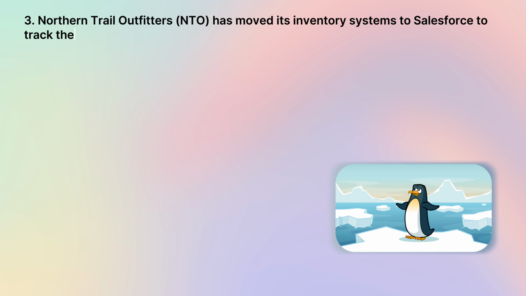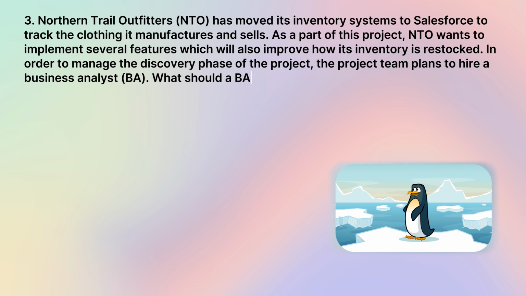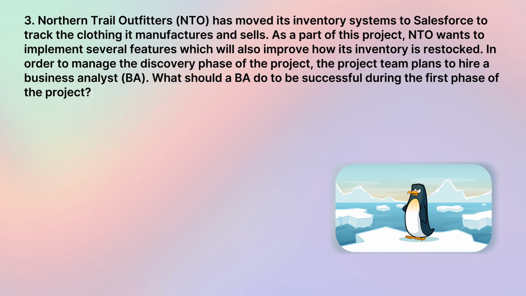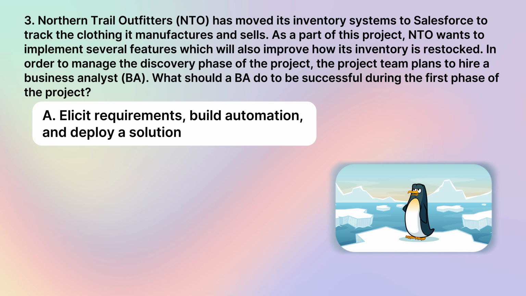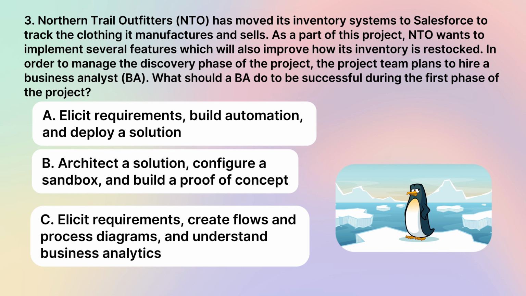Question 3. Northern Trail Outfitters, NTO, has moved its inventory systems to Salesforce to track the clothing it manufactures and sells. As a part of this project, NTO wants to implement several features which will also improve how its inventory is restocked. In order to manage the discovery phase of the project team plans to hire a business analyst, BA. What should a BA do to be successful during the first phase of the project? A. Elicit requirements, build automation, and deploy a solution. B. Architect a solution, configure a sandbox, and build a proof of concept. C. Elicit requirements, create flows and process diagrams, and understand business analytics.